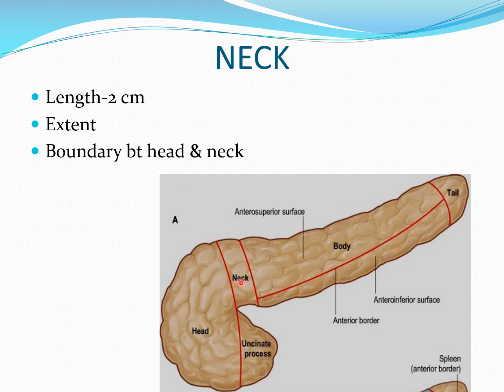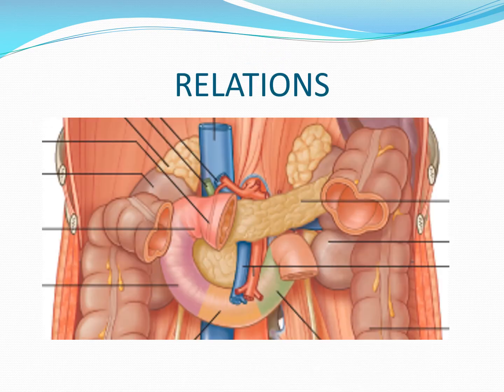So now the relations of the neck of the pancreas, anterior and posterior surface. The anterior surface is related to the peritoneum covering the posterior wall of the lesser sac and the pylorus. So this part is the pyloric part of the stomach. So the anterior surface is related to the peritoneum covering the posterior wall of the lesser sac and the pylorus.